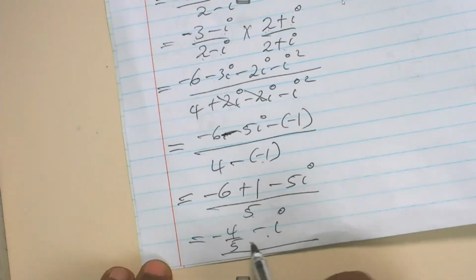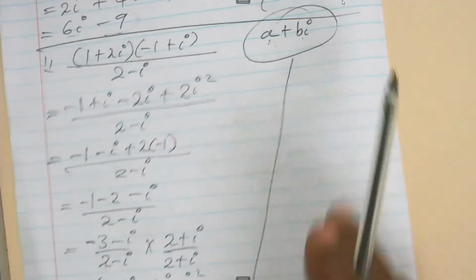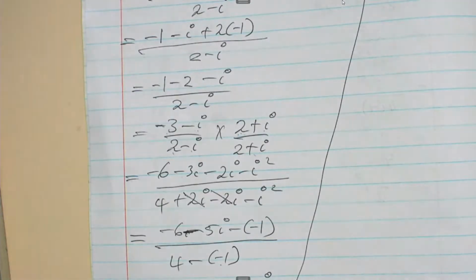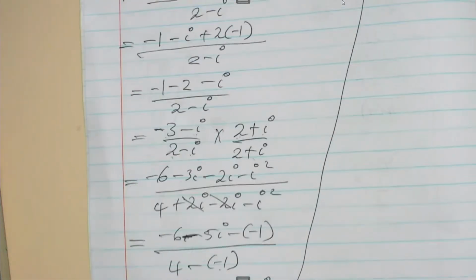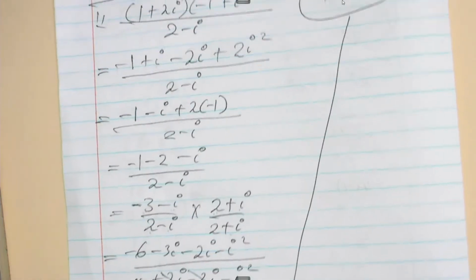So your answer is in rectangular form. In the form of what? a plus bi. What is the value of your a? Negative 4 divided by 5. And then your imaginary part will be negative i.